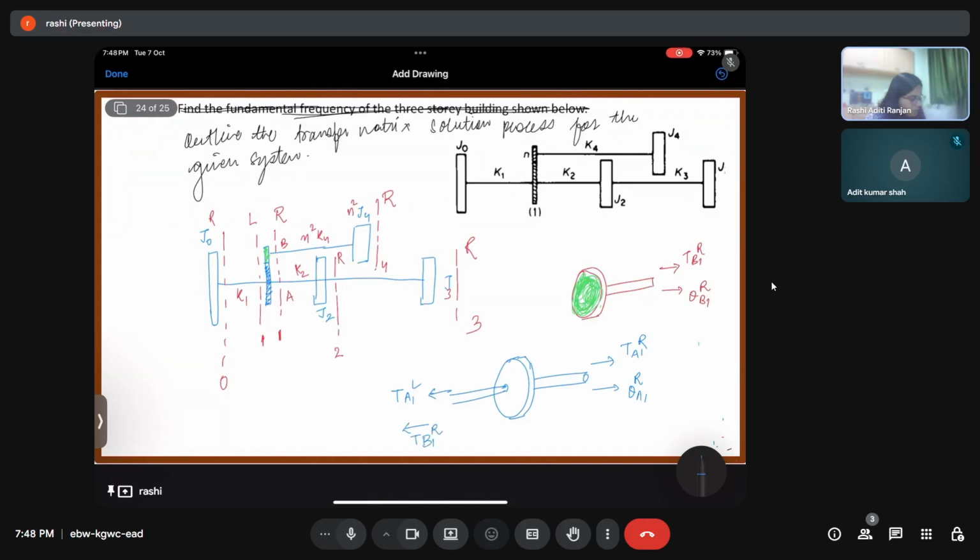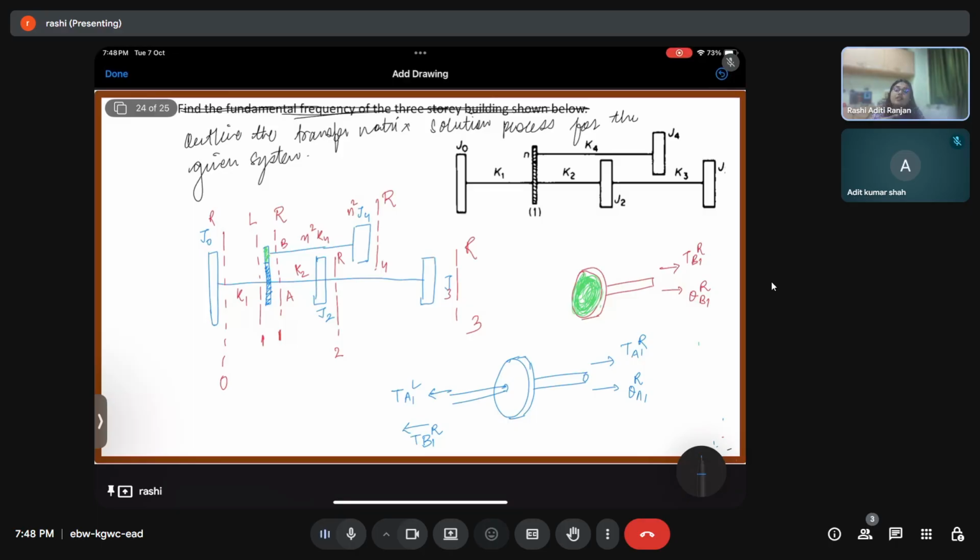TB1 of R. TB1 of R is going to come over here. Why? Because it's a free body diagram, right? If the upper gear is having some force like this, this whole part that we are considering should have a force balance. For every action, there is a reaction in the opposite direction. So that is what we are considering over here.